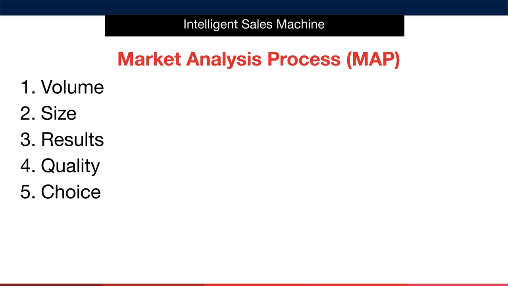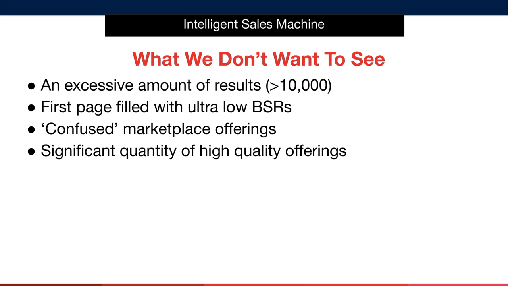So as you move through each question in the MAP, there are a few key things that we don't want to see. The first thing that we definitely don't want to see is an excessive amount of results on Amazon for that particular keyword. In our case, that number must be less than 10,000. If it's more than 10,000, we'll avoid that type of product for now, as the market is a little too big for us. Secondly, we don't want to see a first page of results filled with ultra-low BSRs. This is another indication that the market is extremely vast and will be difficult for us to become established in.